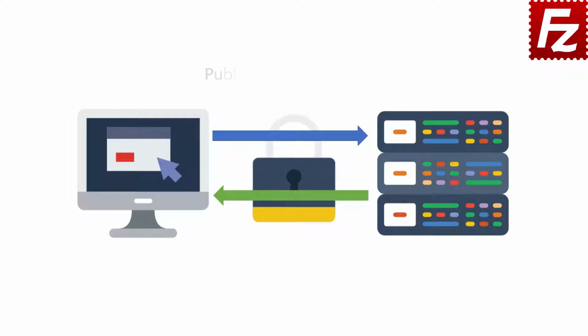SSH uses public key cryptography to authenticate the server. To authenticate the client, public key cryptography can be used, or alternatively, the client can use a password. How does SFTP work? SFTP is a complex protocol. In this video, we give a detailed explanation on how SFTP connections are established.